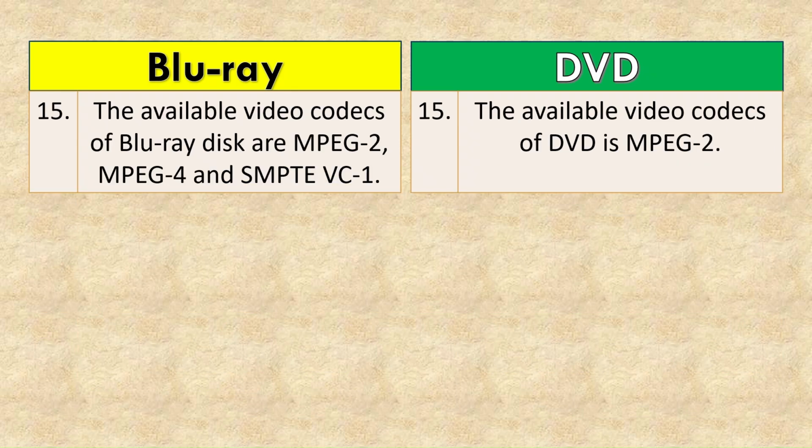The available video codecs of Blu-ray disc are MPEG-2, MPEG-4, and SMPTE VC-1. The available video codec of DVD is MPEG-2.